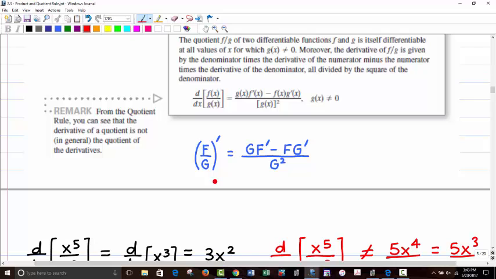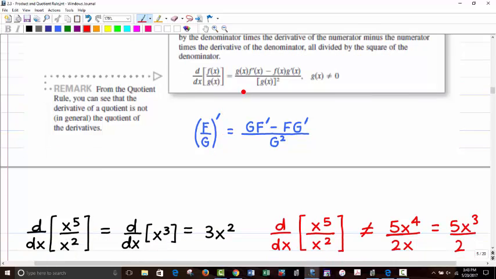So f over g, prime, is defined as g times f prime, minus, this time in the middle, f, and then g prime here. Now this is very important. Unlike the product rule, which had a plus, where we could actually do those in either order, you've got to keep it like this. There's no changing the order because of the minus there. You can't just change the order around.